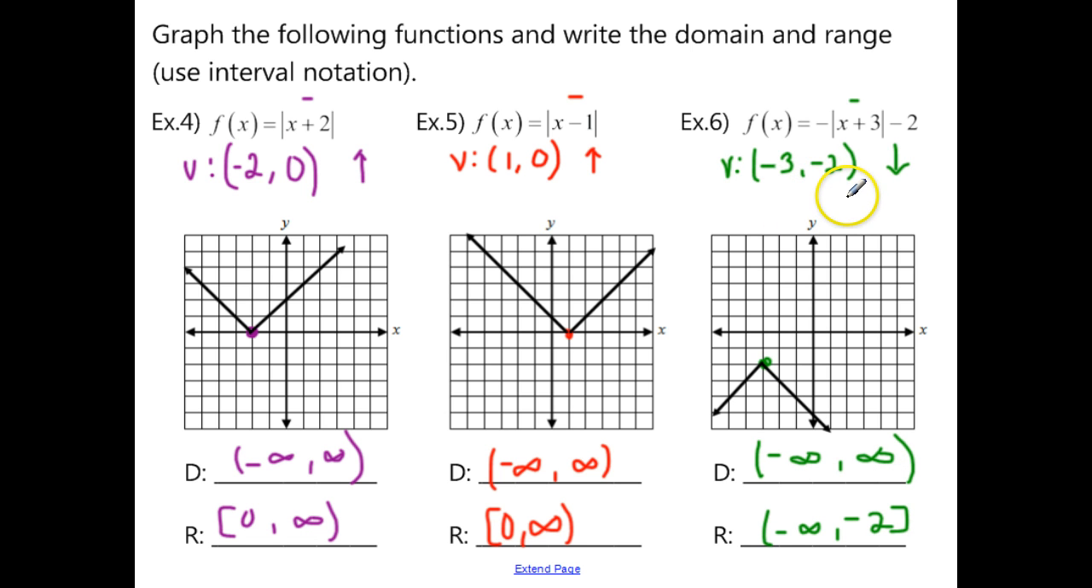So for example 6, hopefully you found that the vertex is (-3, -2). Remember, the inside one, your h, is always the opposite symbol of what it looks like. The outside one, your k, is the same symbol as what it looks like.